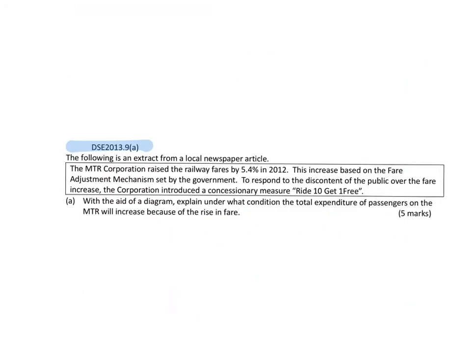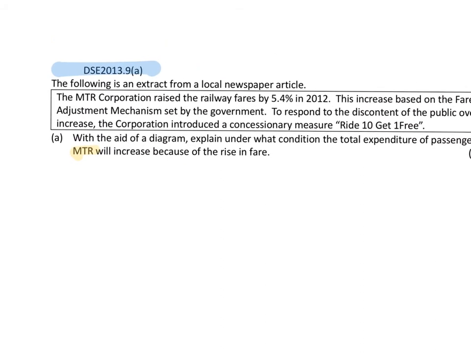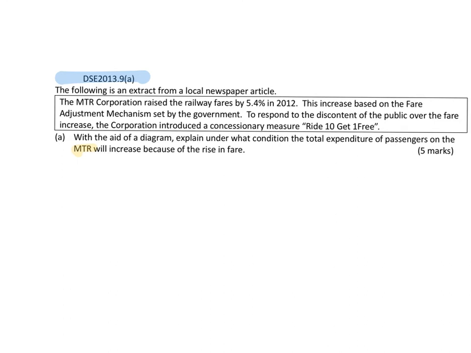Okay, let's see this question, the 2013 question 9a, and see what the mark scheme is talking about. At the last sentence, it is related to the MTR. What happened? Actually, that is a very big piece of article, but it only tells us that there is a rise in fare. The fares increased by 5.4%. That's all. It asks us about the final result: under what condition the total expenditure of a passenger will increase.